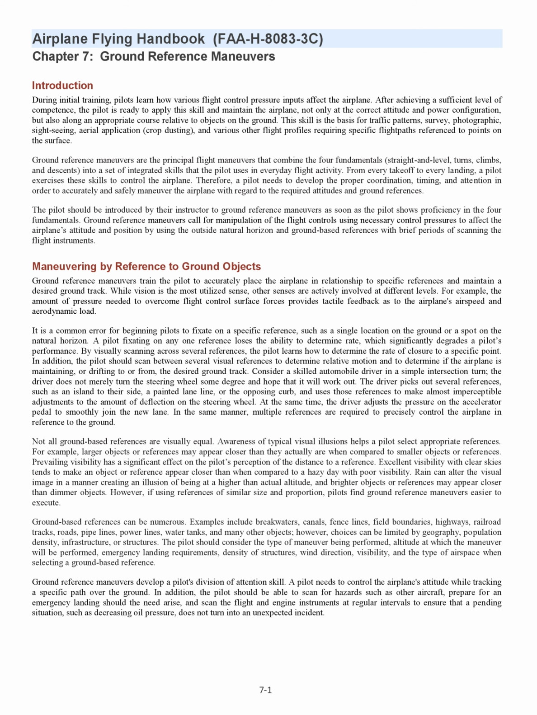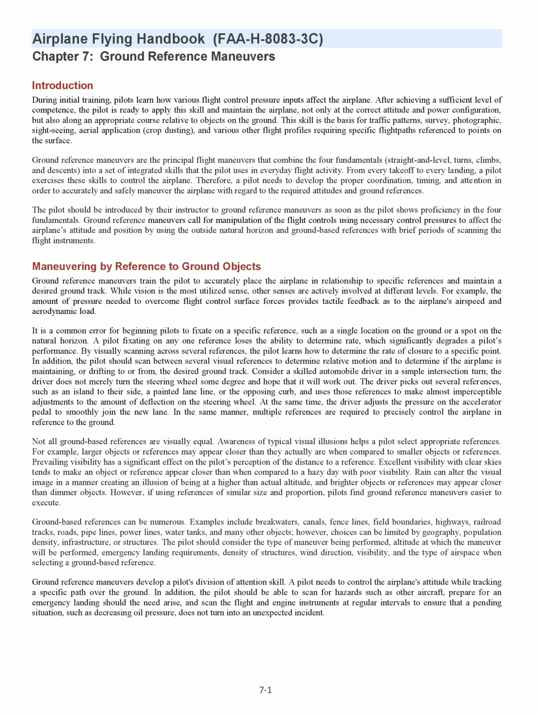Not all ground-based references are visually equal. Awareness of typical visual illusions helps a pilot select appropriate references. For example, larger objects or references may appear closer than they actually are when compared to smaller objects or references. Prevailing visibility has a significant effect on the pilot's perception of the distance to a reference. Excellent visibility with clear skies tends to make an object or reference appear closer than when compared to a hazy day with poor visibility. Rain can alter the visual image in a manner creating an illusion of being at a higher than actual altitude, and brighter objects or references may appear closer than dimmer objects. However, if using references of similar size and proportion, pilots find ground reference maneuvers easier to execute.